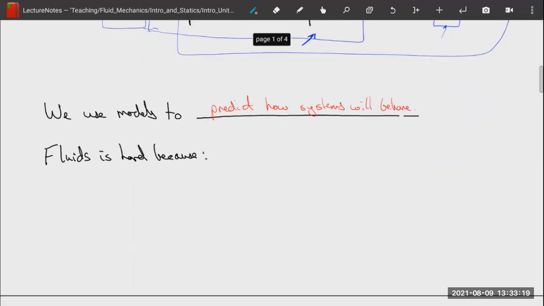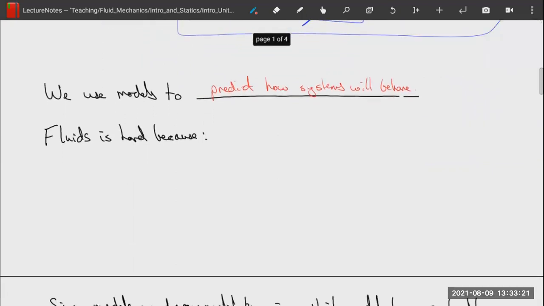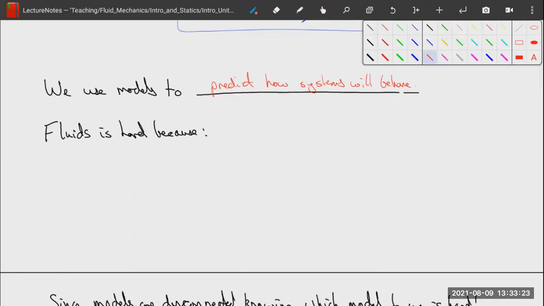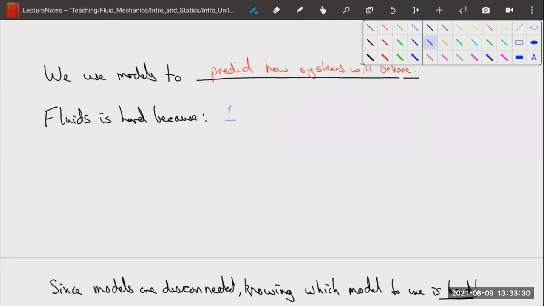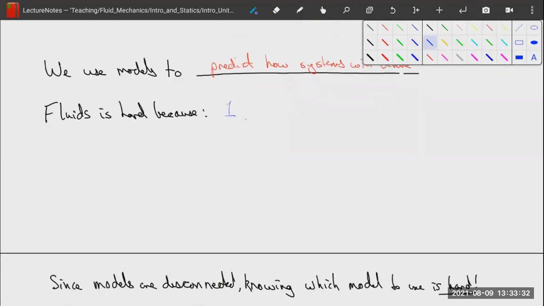Now, fluid mechanics, the class we are taking, is hard because in a lot of ways, the models that we will learn are disconnected from each other. Disconnected from each other. What does that mean?